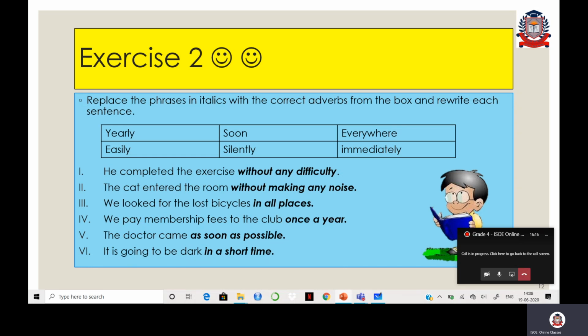The doctor came as soon as possible. How did the doctor come? He came immediately. So, that is as soon as possible.